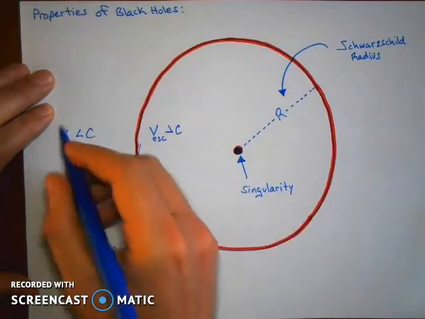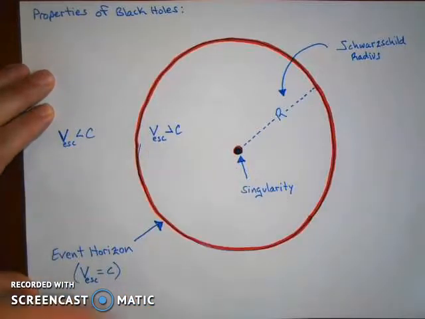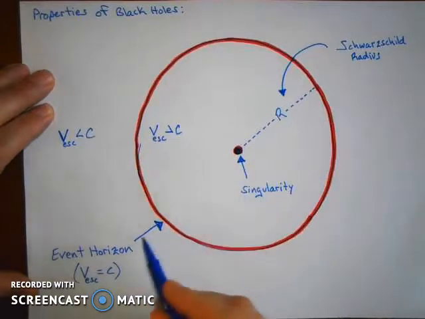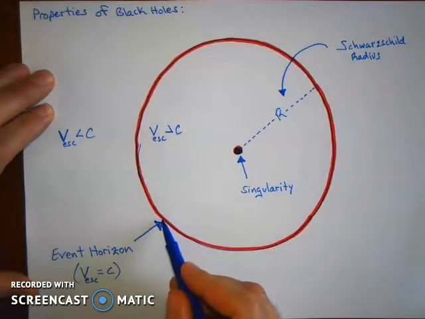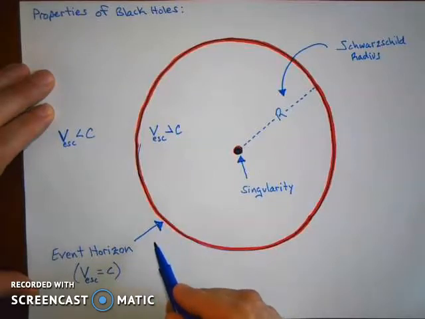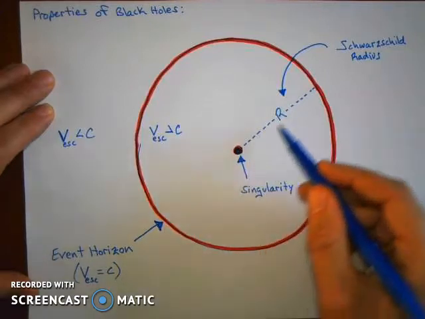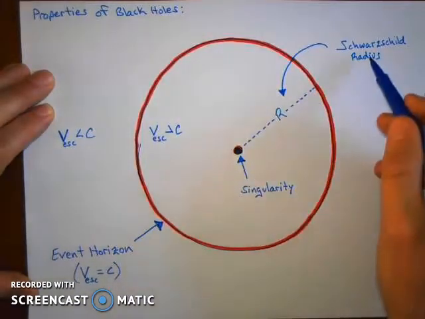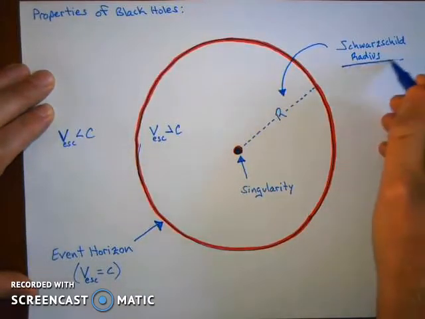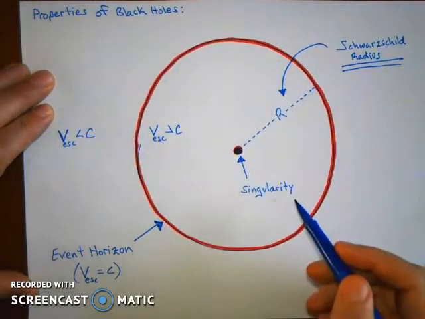They're events that you can witness, but any events inside the event horizon cannot, and they're within the black hole, so you will not see them. So the event horizon is the boundary between what's inside a black hole that you can't observe, and what's outside a black hole that you can observe. And the distance from the event horizon to that singularity is a radius, and we call it the Schwarzschild radius.